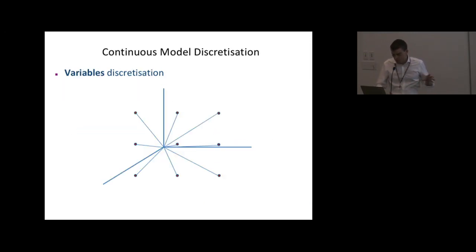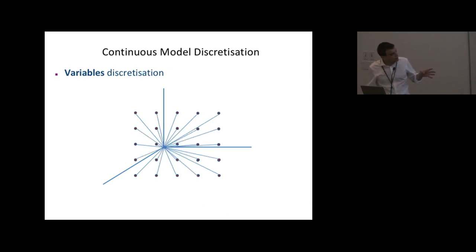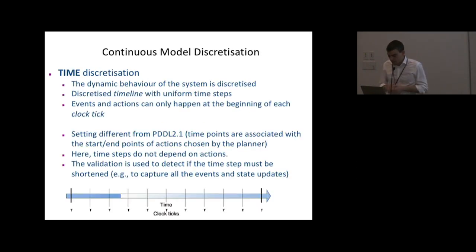Just to give you an idea, of course, discretization involves discretizing variables. So depending on the discretization you use, your state space really explodes. And discretization involves discretizing time. So the important point here is that the time in your model is continuous. But the way you solve your problem is by discretizing time. But originally, your model has got a continuous timeline.